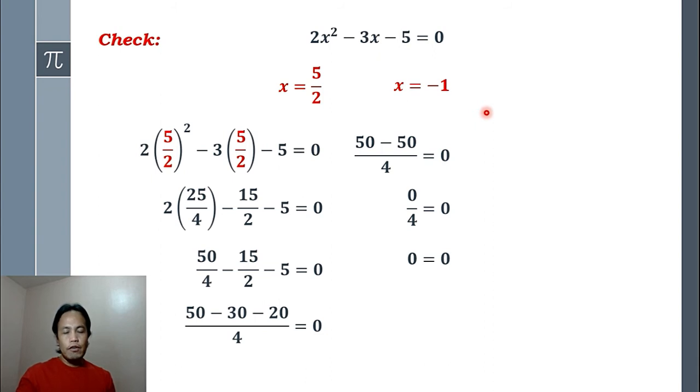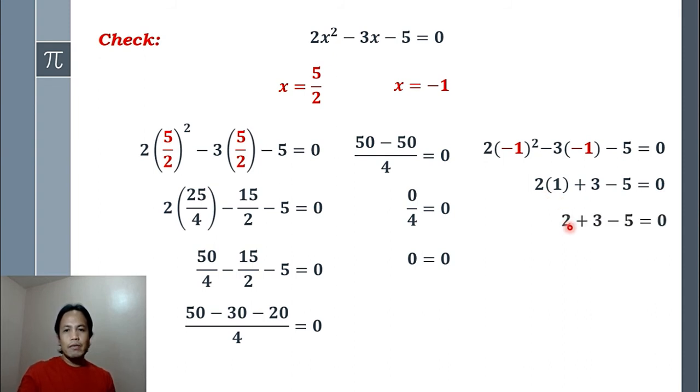Let's proceed checking for x equals negative 1. The same equation, we have to copy. X is negative 1, so change x with negative 1. We copy the square. We copy minus 3 times the negative 1 minus 5 equals 0. So negative 1 squared is 1 here. That means negative 1 times negative 1. So we copy 2. Negative 1 times negative 1 is positive 1. Then negative 3 times negative 1 is positive 3. Then minus 5 equals 0. So 2 times 1 is 2 plus 3 minus 5. This is 5 minus 5 is 0 equals 0.